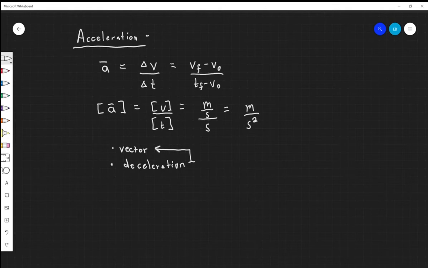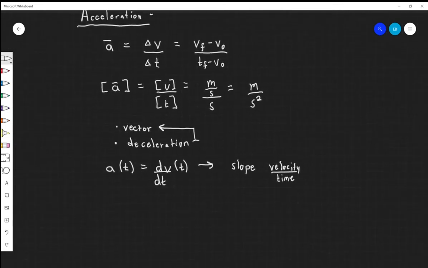Now in addition to this average acceleration, similar to velocity, we have instantaneous acceleration. And the instantaneous acceleration, a of t, is equal to the derivative of velocity as a function of time with respect to time. Okay. So we can think about this also as a slope on a graph. So this is slope on a velocity versus time graph. So we can see all of this. This all kind of comes naturally from our understanding of velocity.